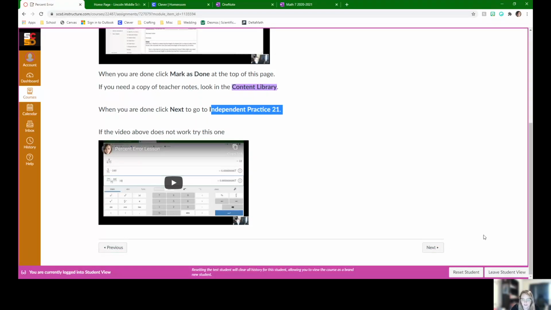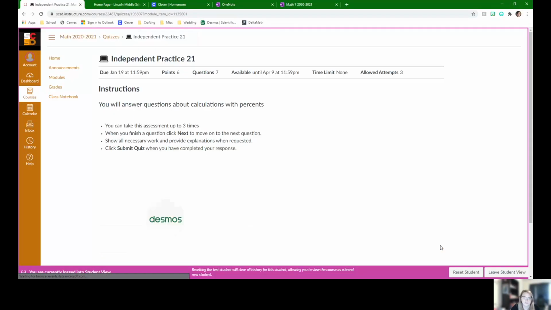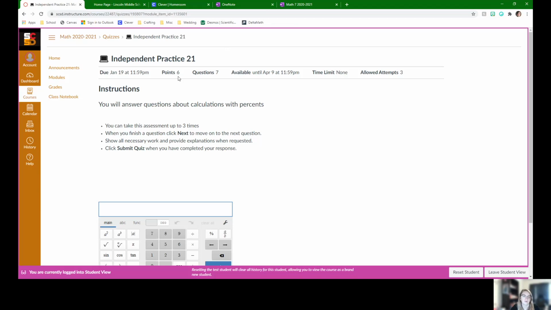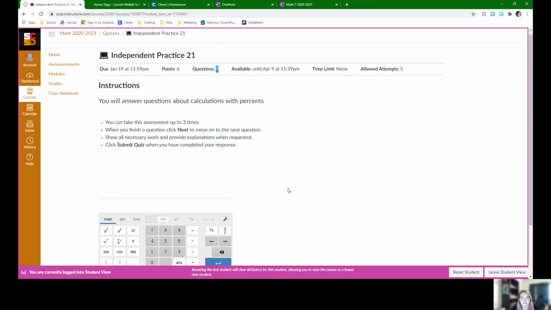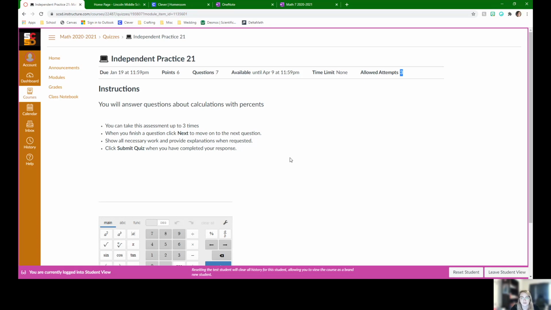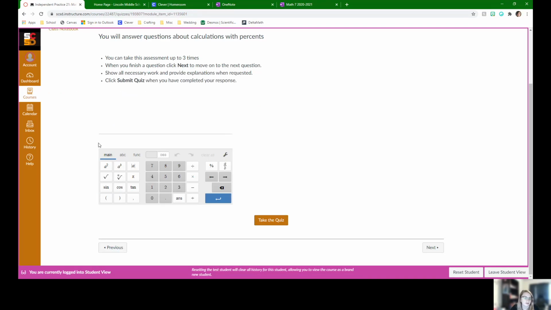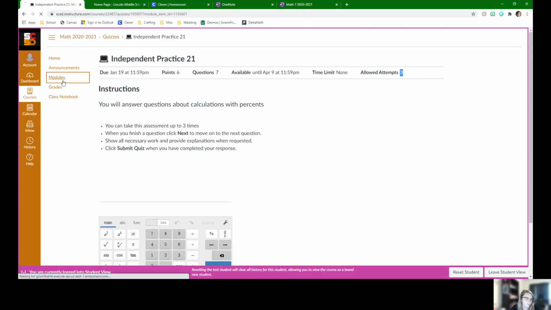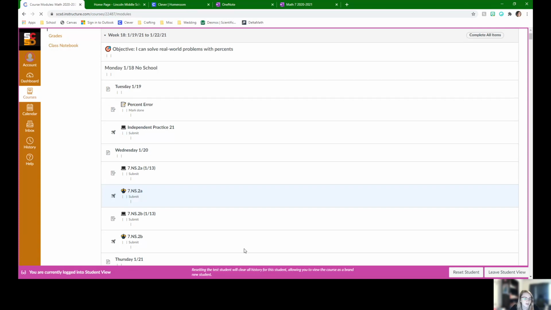You can either go back to modules or just click next. And here's independent practice 21, 6 points plus the extra credit points. They can get 7 out of 6 points. They can take it up to 3 times, as they can with any of these independent practices. There's a calculator right on the screen. They click take the quiz to begin. So I'm going to go back to modules.